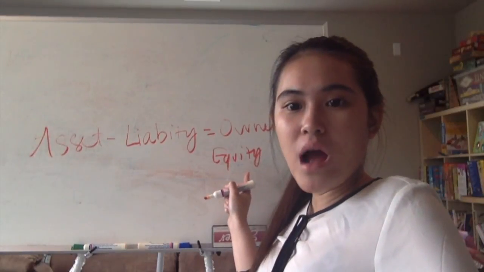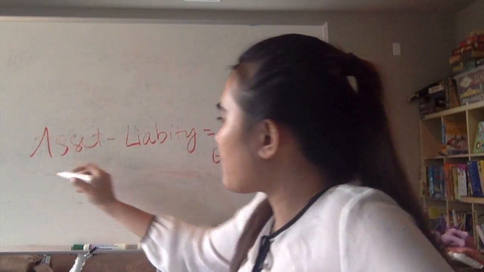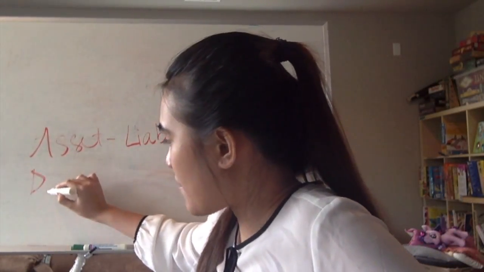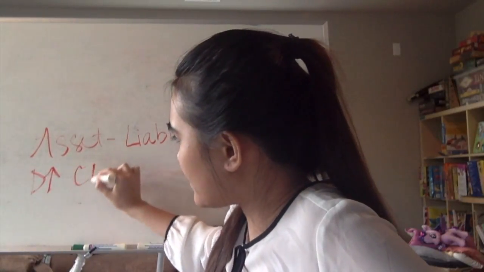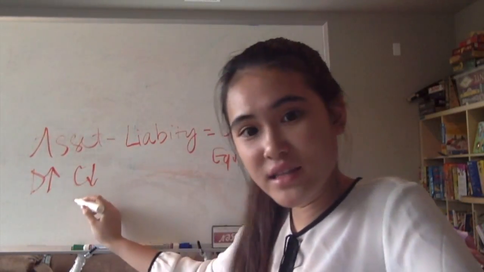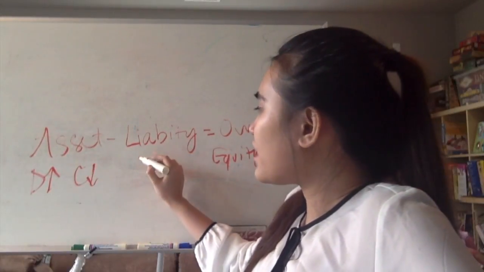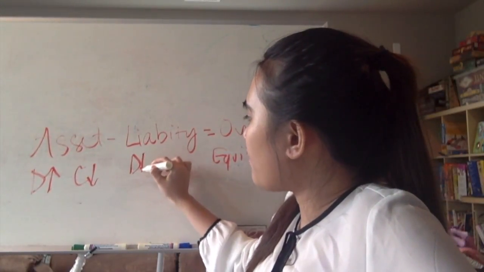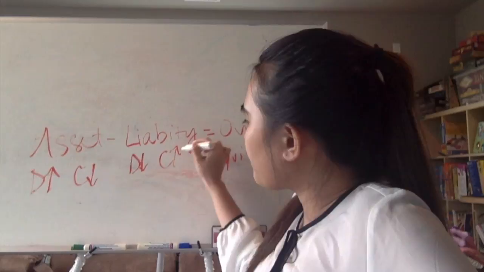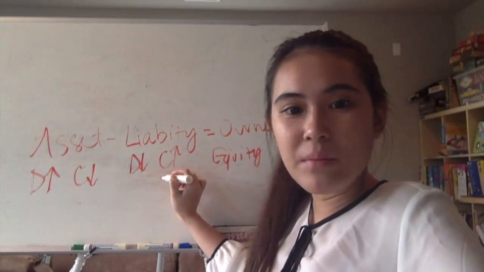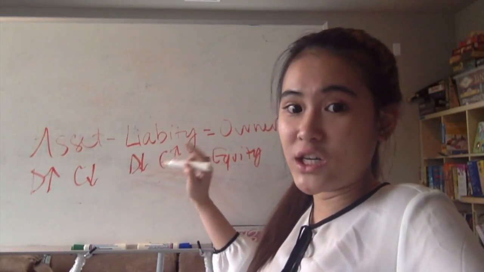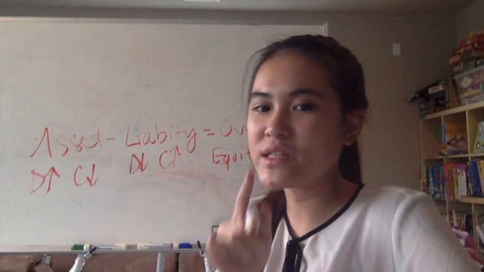Also, for assets, if you have debit, it is up and credit is down, so the normal balance is debit. For liability, if you have debit, it is down and credit is up, so the normal balance is credit. Debits are good and credits are bad. Always remember that.